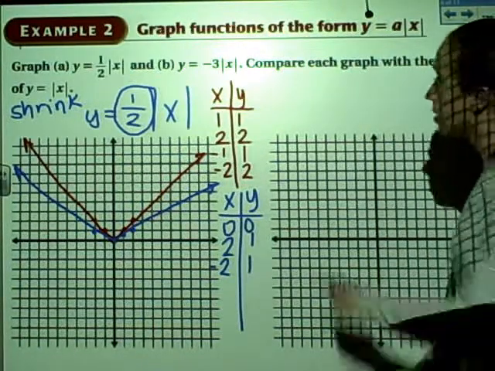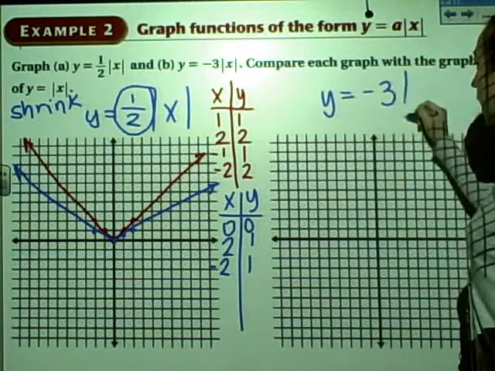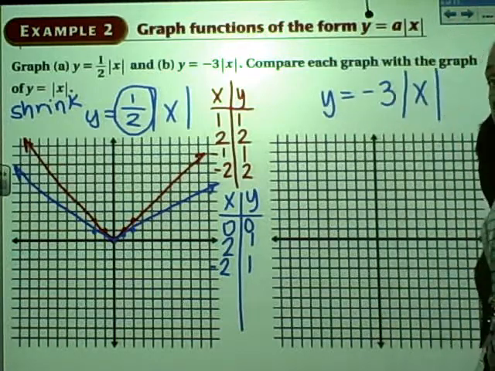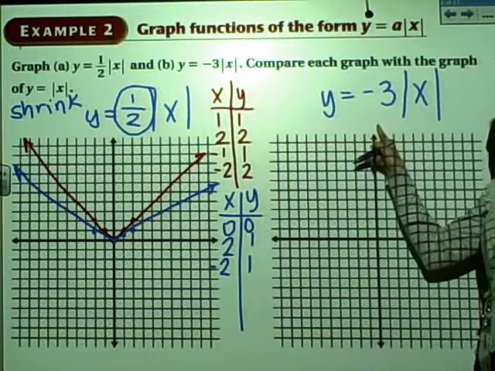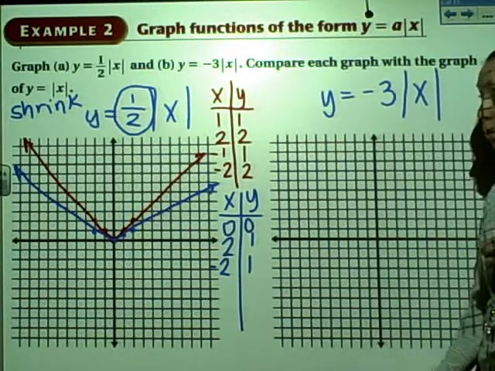You're going to graph the second one. It says y equals -3 absolute value of x. It looks like that a value is a whole number, but it's a negative. So it might combine a reflection too.